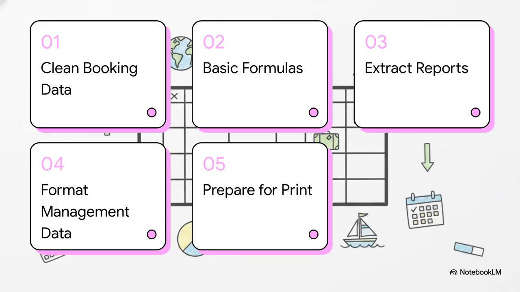Here's our roadmap for today. We're going to tackle this test almost like levels in a video game. Level 1 is preparing and cleaning our data. Level 2, we nail down the basic formulas. Level 3 is the boss fight, extracting reports. Level 4 is formatting and polish. And finally, Level 5, we prep the whole thing for a perfect final print.